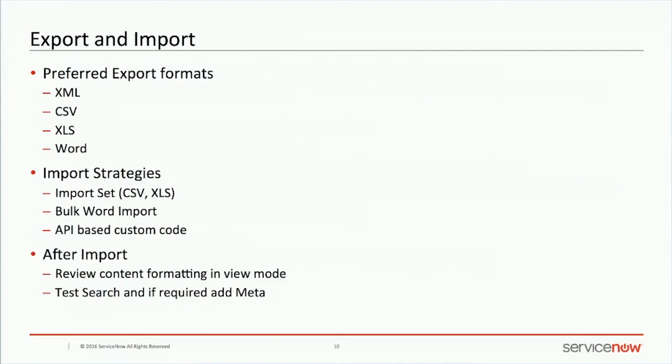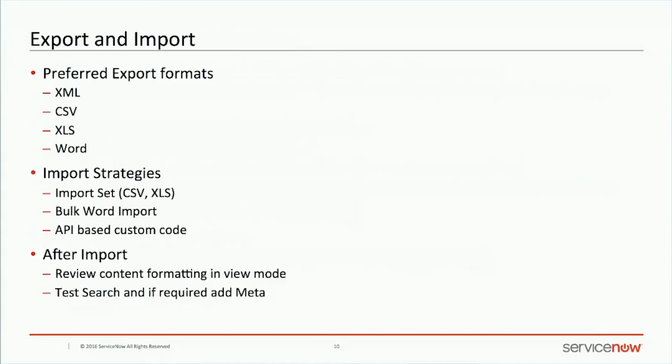A lot of our customers have also used our APIs and developed some custom code. They write custom code that fetches the content in real time from the existing system, does some transformation, and then uses our incredibly powerful APIs to insert the content into ServiceNow. That's one way to go about your import if you have a lot of transformation to do.